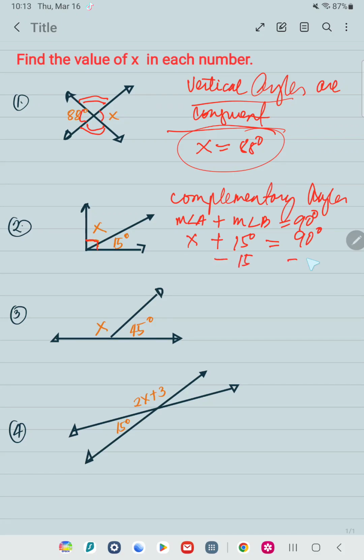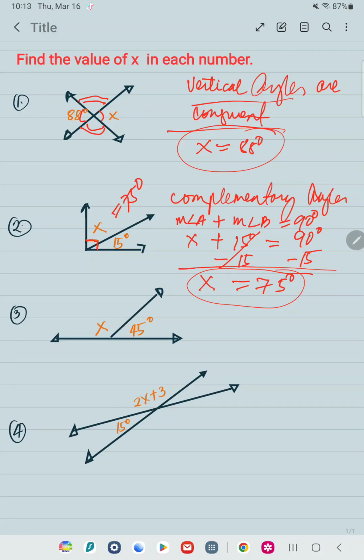We need to subtract 15 on both sides of the equation. This would be equal to 0. So x now is equal to 90 minus 15, which is 75 degrees. So this is 75 degrees. 75 plus 15 is equal to 90 degrees.